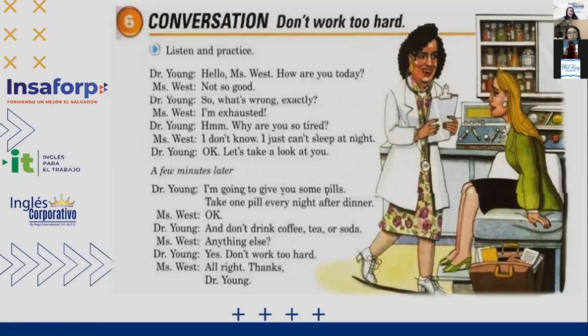Les decía que cualquiera de esas medications la puede prescribir un doctor. When you go to a doctor, when you have a health problem, okay, definitely it can be any of those prescriptions, okay? Let's listen.